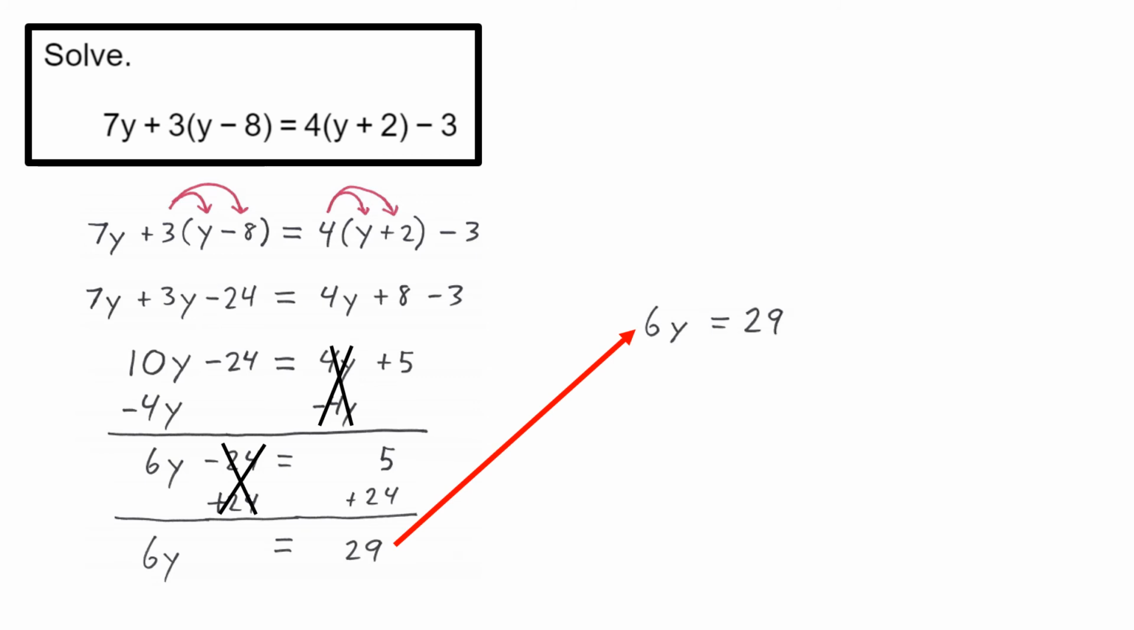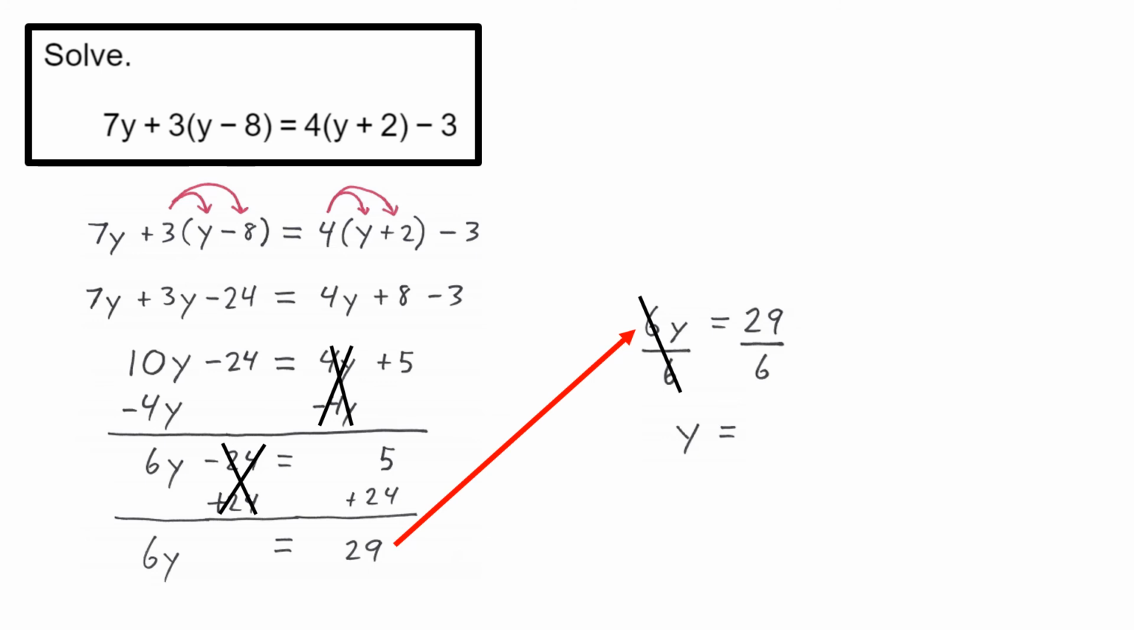Let's recopy that up here so we have a little more room. And now we want to get y all by itself. Notice that y is being multiplied by 6. The opposite of multiplying by 6 is dividing by 6. So we divide both sides by 6. The 6's then cancel each other out, leaving us just y on the left.